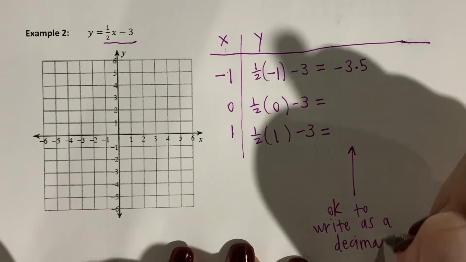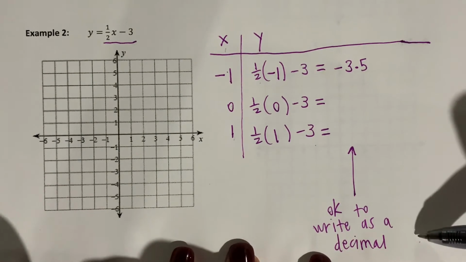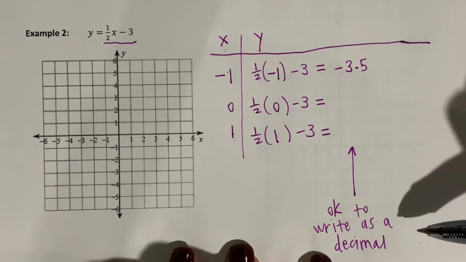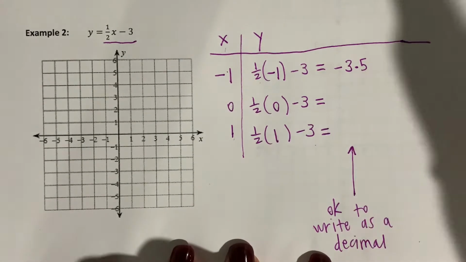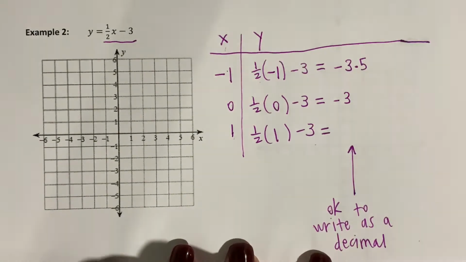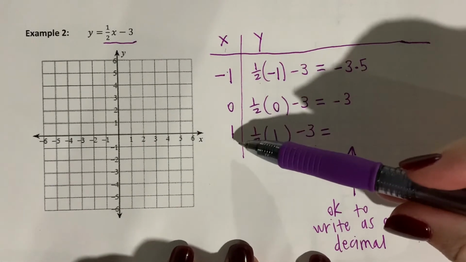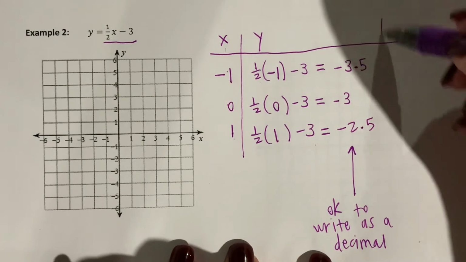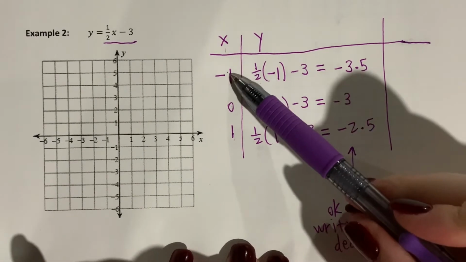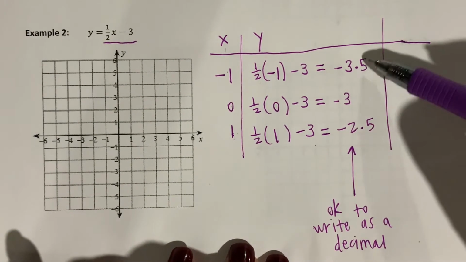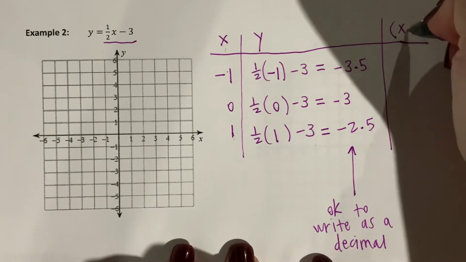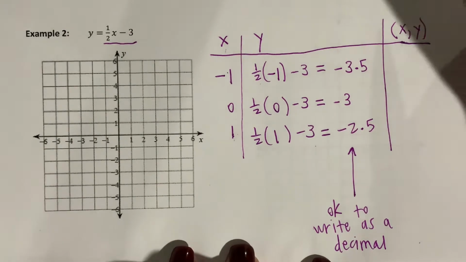And I'm just pointing this out because before I know we were always trying to write things as a fraction, but when you're making tables, decimals are kind of nice. When I plug in 0, I get -3. And then lastly, when I plug in 1, I get -2.5. So I have my X values that I picked, the corresponding Y values, and then the last column that I like to do in my table, and this last column is optional.